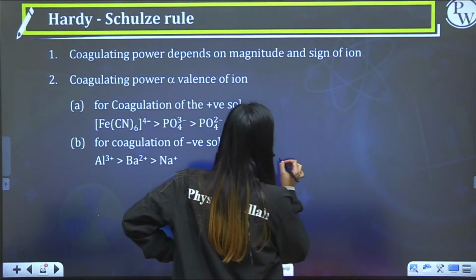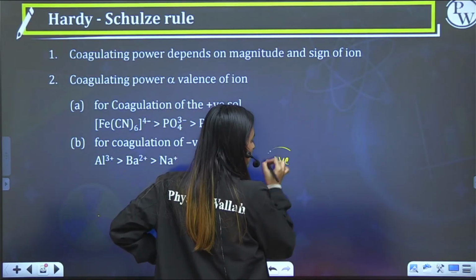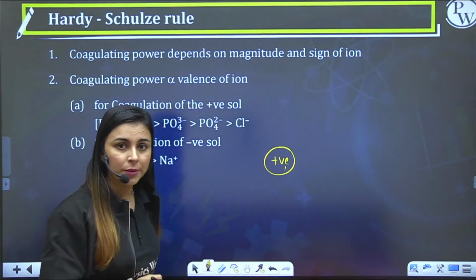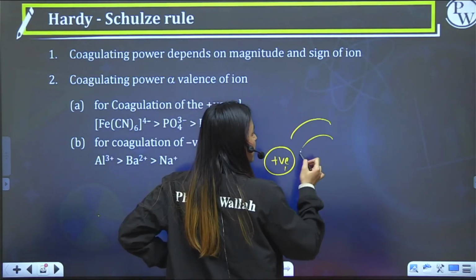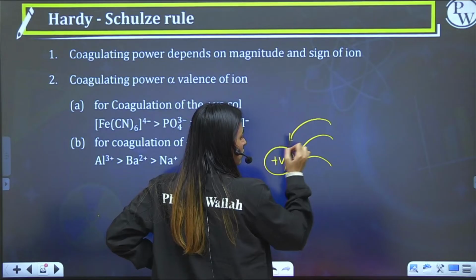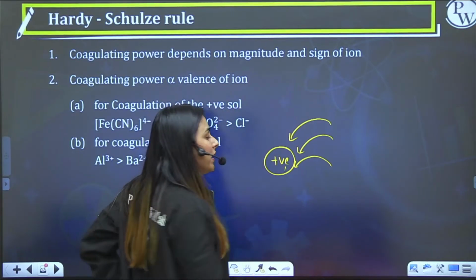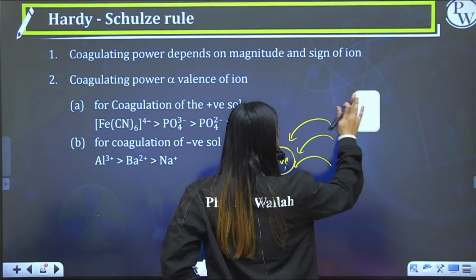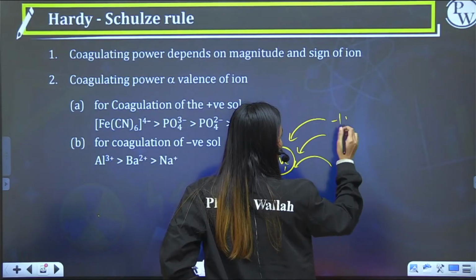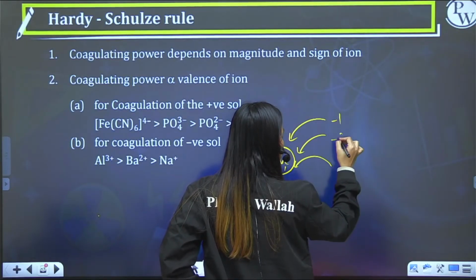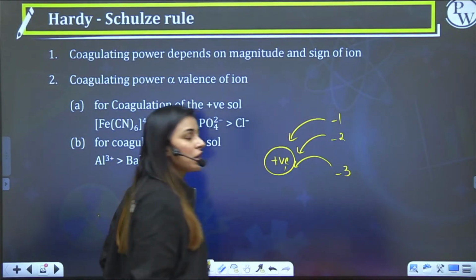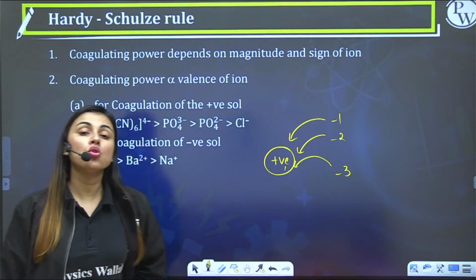Imagine you have a positively charged colloidal solution. Let's say you have 3 different electrolytes to coagulate it. One electrolyte has a -1 charge, the other has a -2 charge, and the third has a -3 charge. Which of the following will be the most effective?